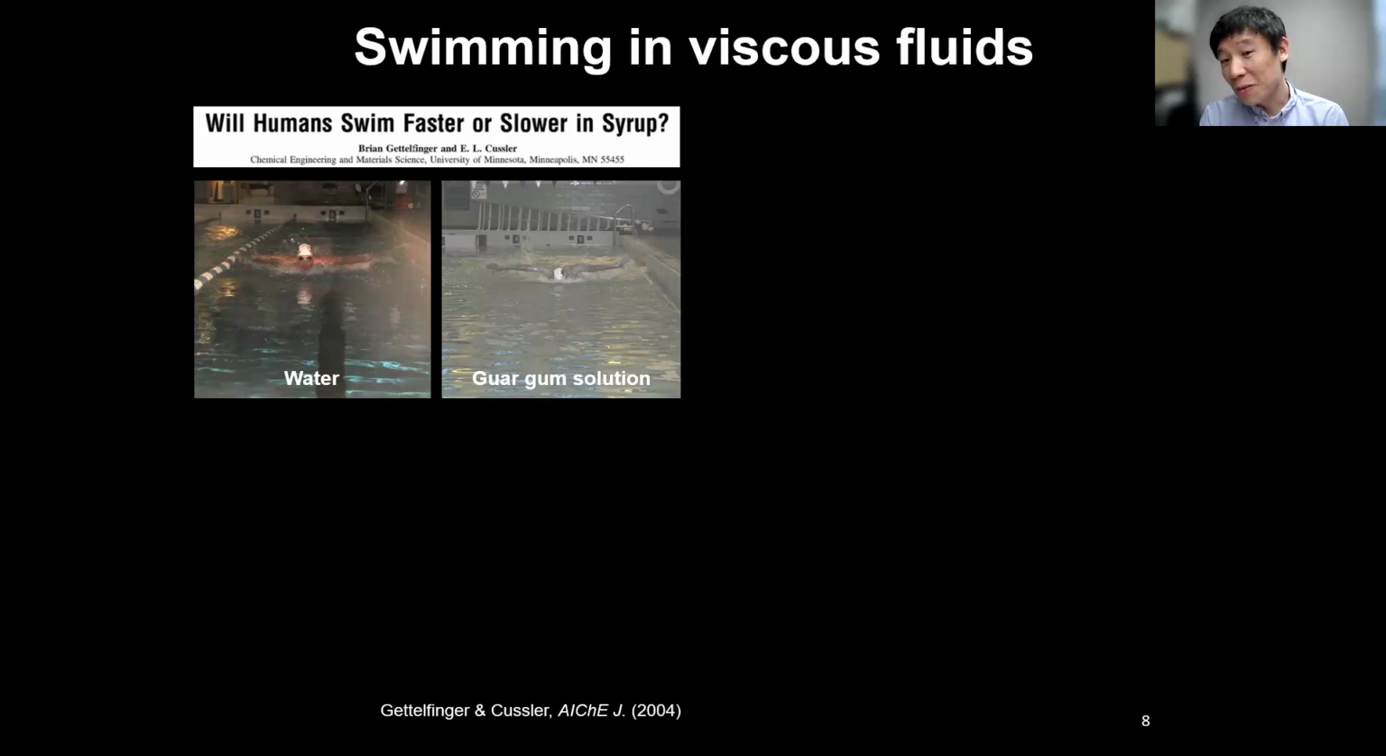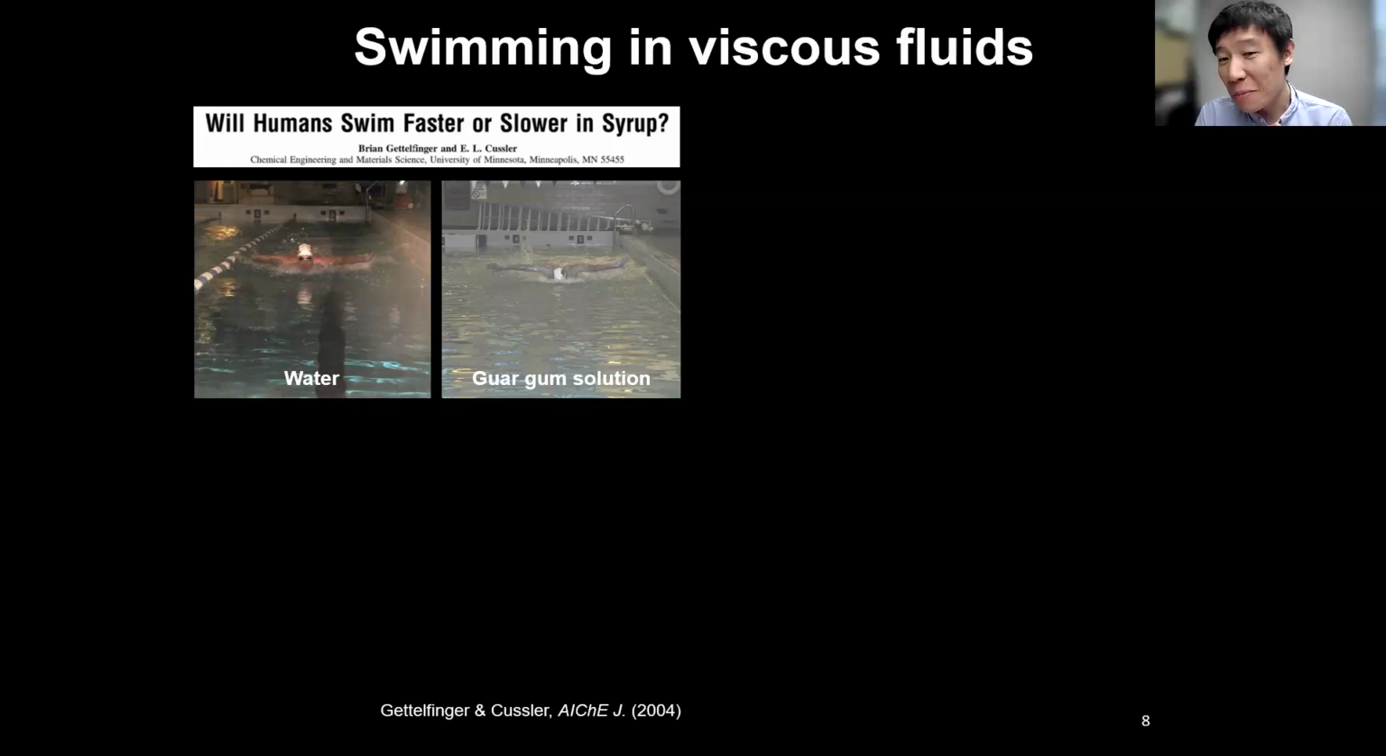Syrup is 2-3 times more viscous than water. Essentially, he asked, if you have a fluid with higher viscosity, increasing the background viscosity, will humans have a faster swimming speed or a lower swimming speed? And he decided to run an experiment. So he went to the University of Minnesota swimming pool, filling the whole swimming pool with syrup, in this case, guar gum solution. And he asked a professional university athlete, a swimmer, to swim inside and document their swimming speed.